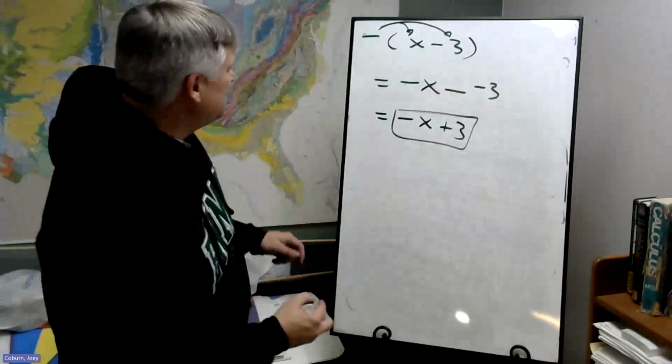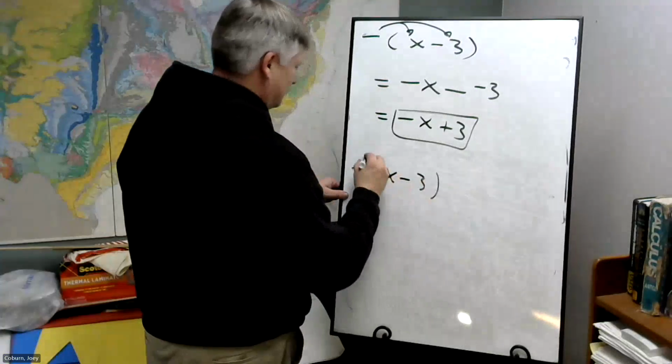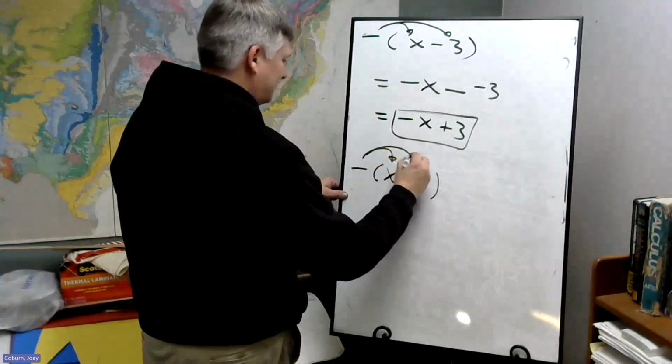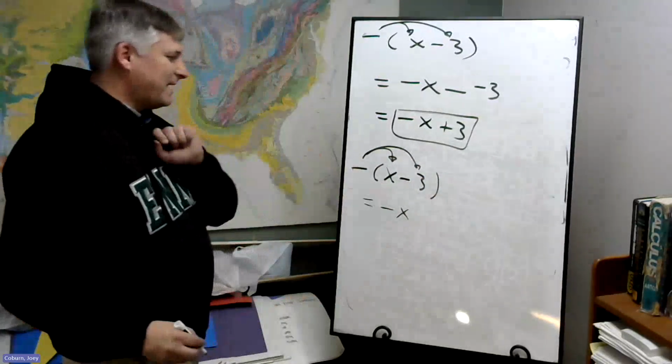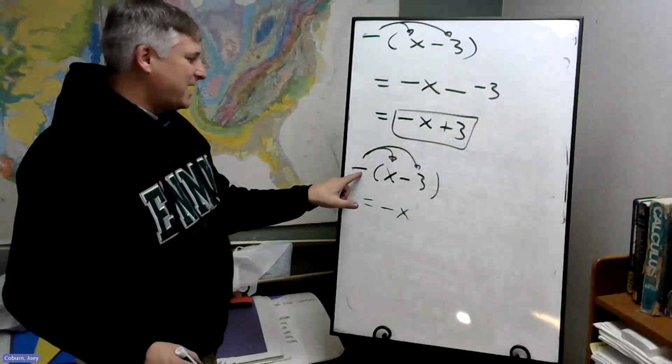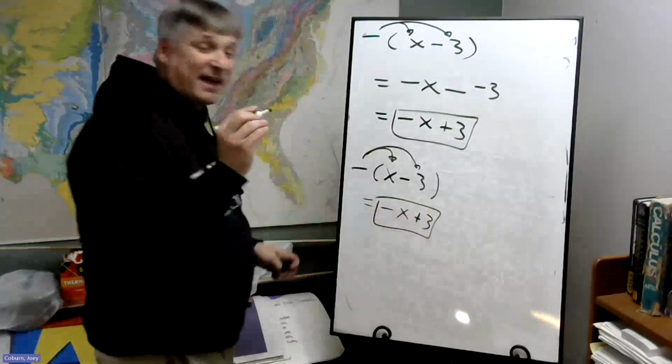And again, what people will do, there's another shortcut you can do with this. They'll distribute that. So this will become a -x. And then negative and negative is positive. People will make that shortcut.